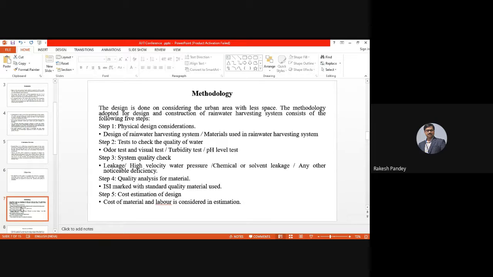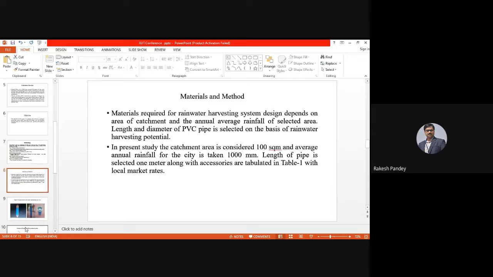physical design consideration, meaning how we designed this system. Then we also tested the quality of water, especially we checked the odor or some visual test, then turbidity and pH level. And then the system quality check, meaning we checked that there should be no leakage or some other deficiency. And then we also took the materials which have ISI quality or standard. And then last, we estimated the cost of this installation or total design of this project. So for this, we have selected basically the PVC pipe of appropriate diameter as per our requirement.